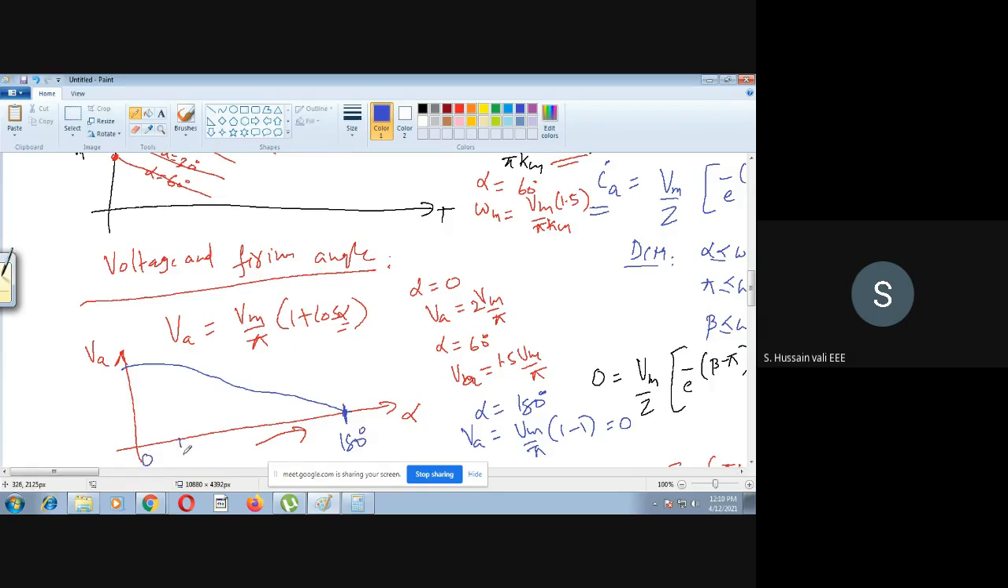So it is 0, 60. Likewise, you go on increasing the value, then you will get the graph like this. So this is the angle. This is the graph between voltage and firing angle. Okay.